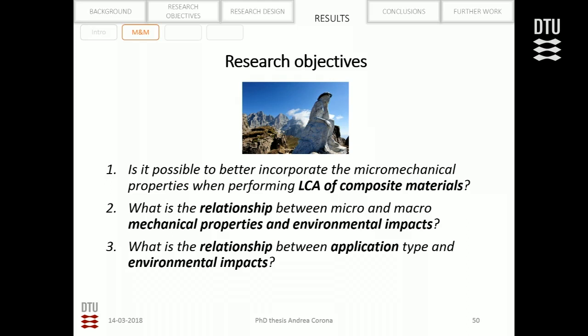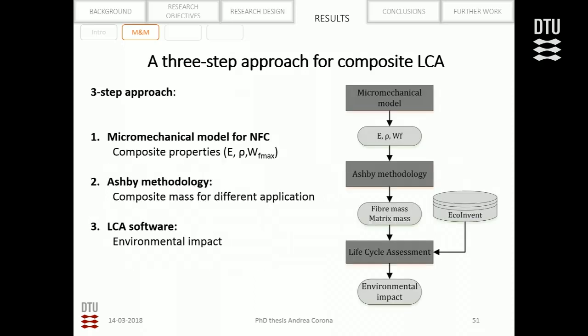So the objective of this case has three parts. First of all, if it is possible, to better incorporate the micromechanical properties in LCA of composite materials. The second is to investigate the relationship between mechanical properties and environmental impact. And the third is to look at the effect of the application on the environmental impact.